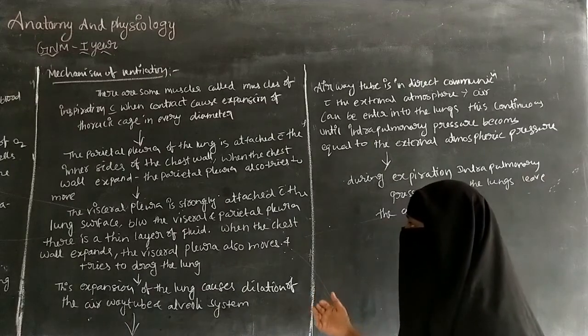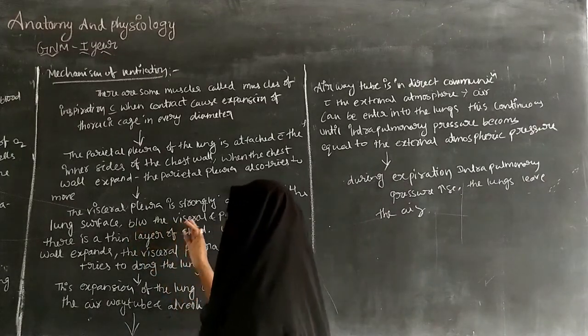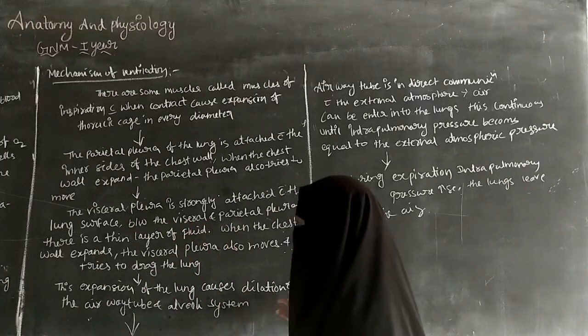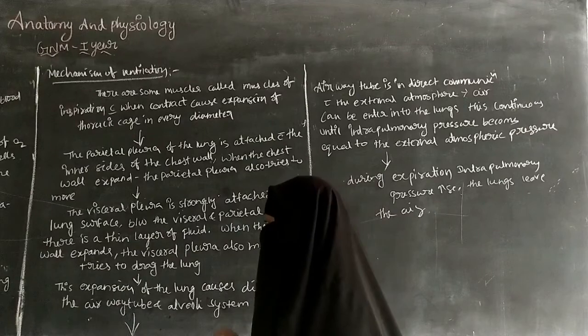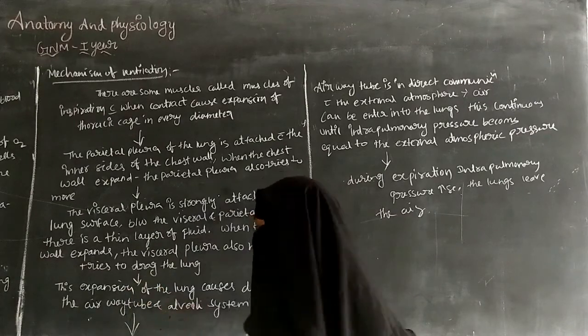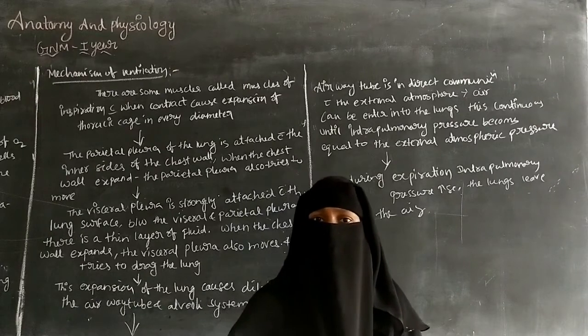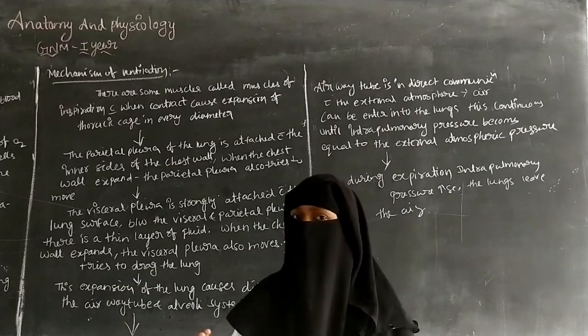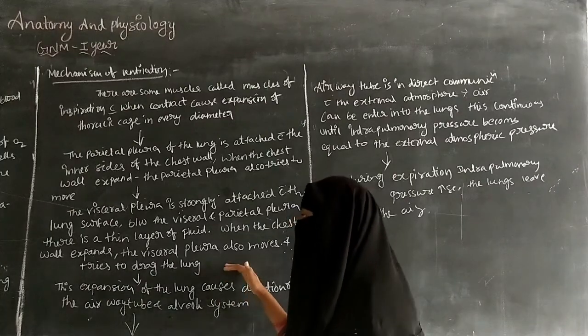The visceral pleura is strongly attached with the lung surface, and between the visceral and the parietal pleura there is a thin layer of fluid. So when the chest wall expands, the visceral pleura also moves and tries to drag the lungs, pulling the lungs during inspiration.